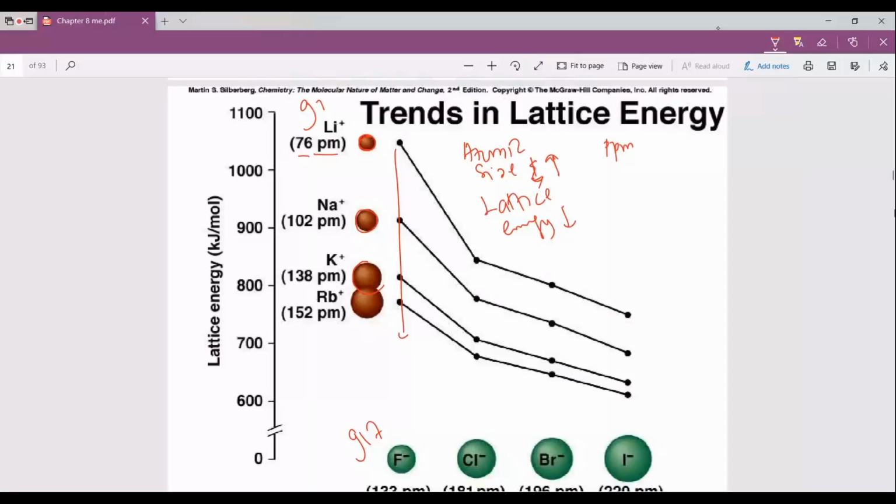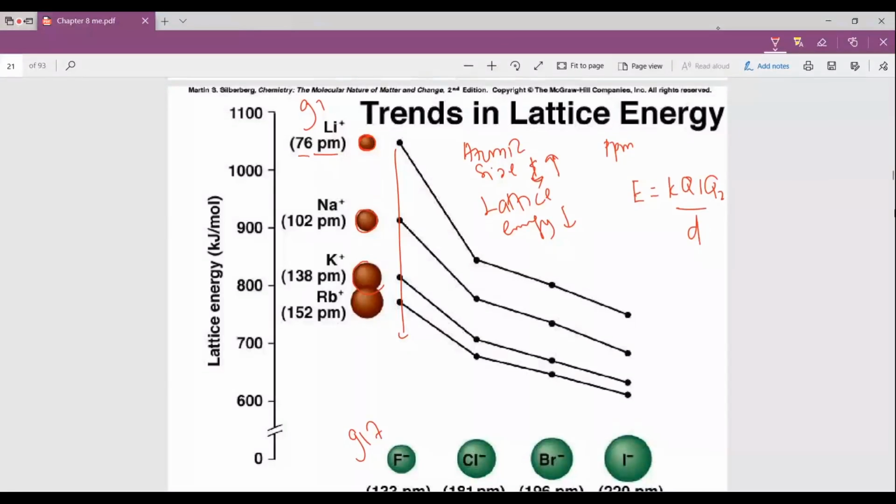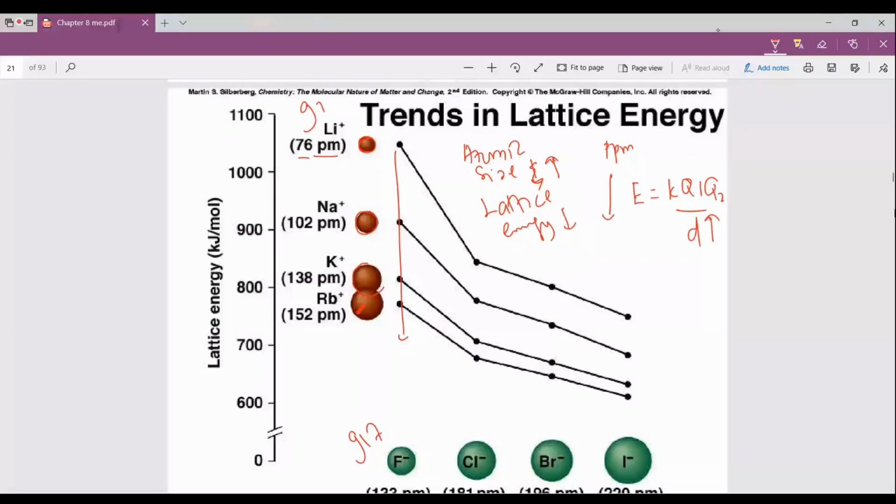Because remember the formula, E equals K Q1 Q2 over D. What happens if the distance, which is the radius here, becomes higher? What happens to energy? Lower, isn't it? Distance higher, energy is lower. That's why when atomic size increases, lattice energy decreases. So it's inversely proportional.